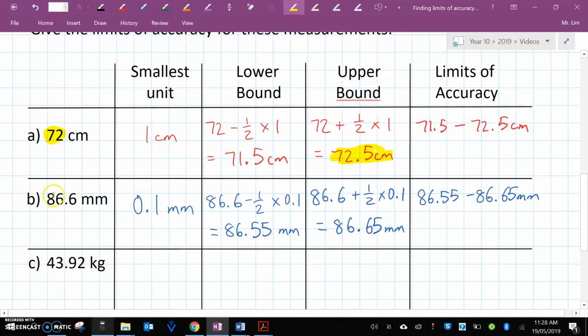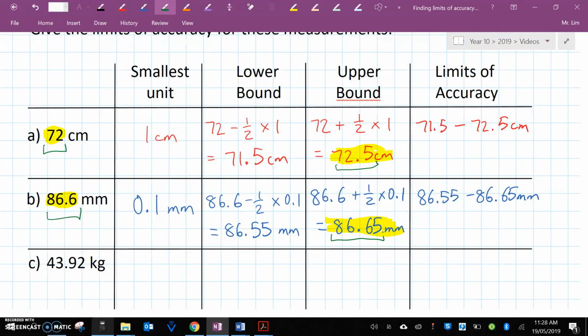Let's have a look at B. 86.6, the upper bound is 86.65. Technically, all we're doing is we're adding another digit of 5. So in question A, we have 2 digits becomes 3. Question B, we have 3 digits become 4. Okay, to find the upper bound, we're just adding an extra digit to the measurement of a 5. Okay, whatever's next in line.